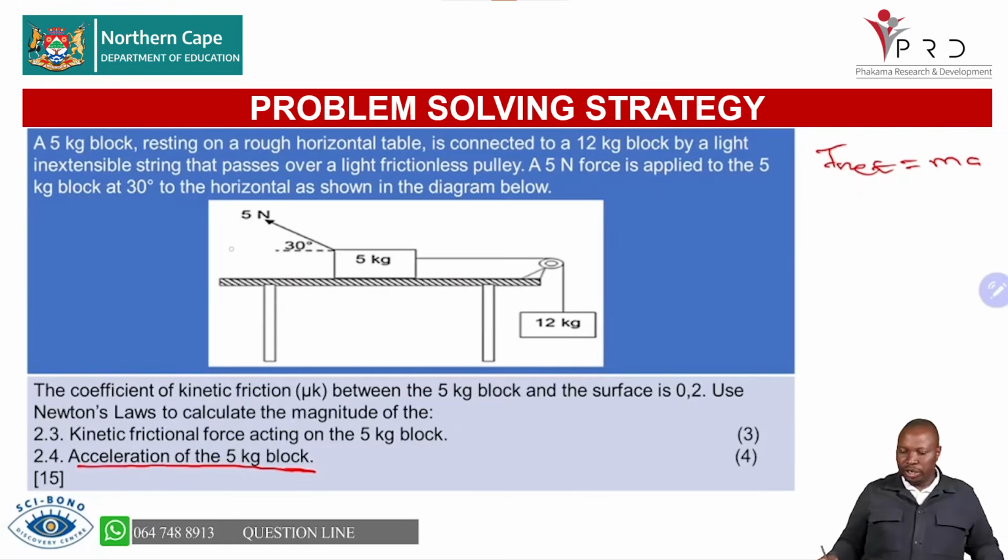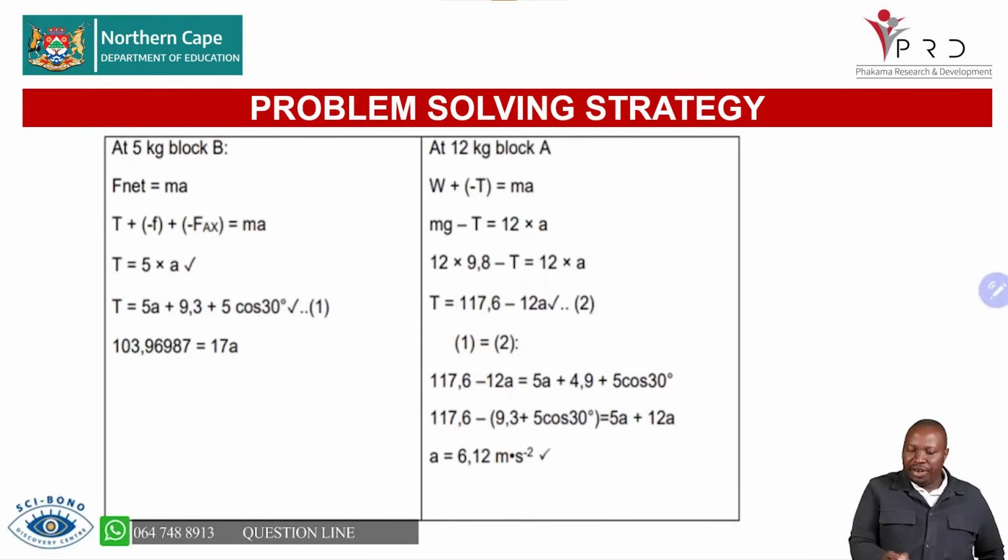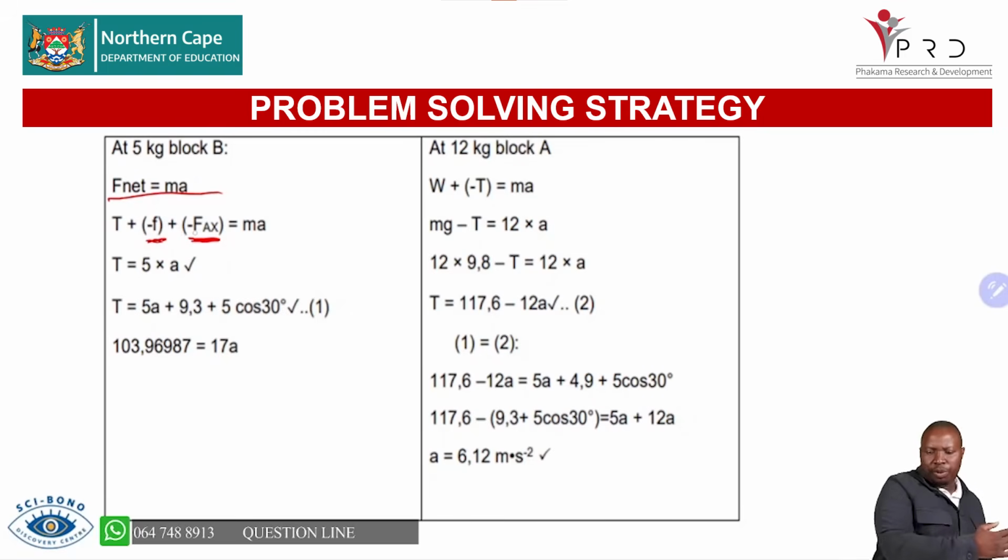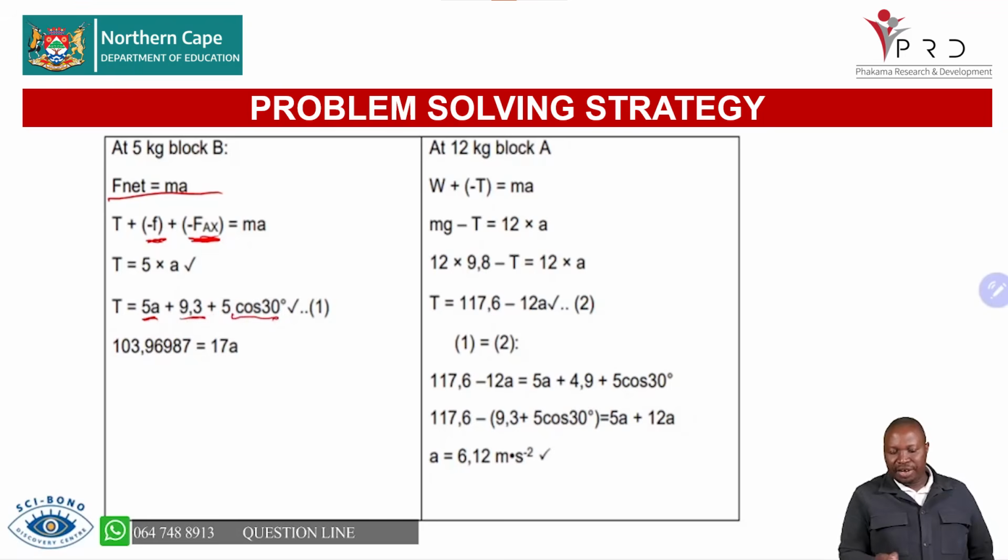You will see as we do the solution, we are going to say F net equals ma, but the friction and the component of the applied force are in opposite directions. Hence, when you add the forces to get F net, you will say T plus, and you indicate that the friction and the horizontal component are in the opposite direction. Hence, you write them as negative, and you are able to substitute them. You'll get your 5a when you take your friction that side, which was 9,3, and your 5 cos 30, which is your Fx. You're able to get that, and that becomes your equation number 1.